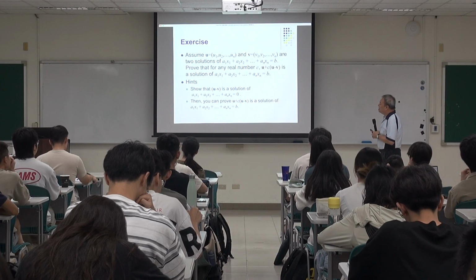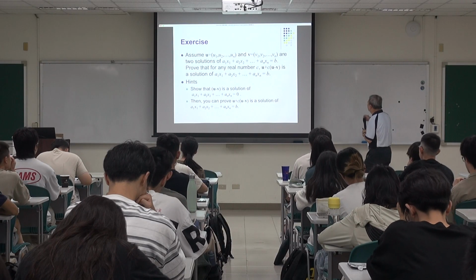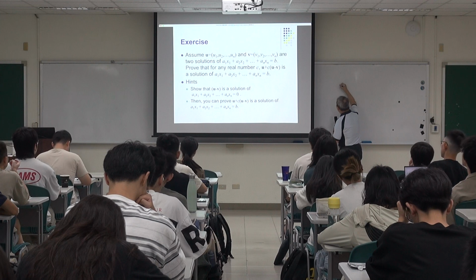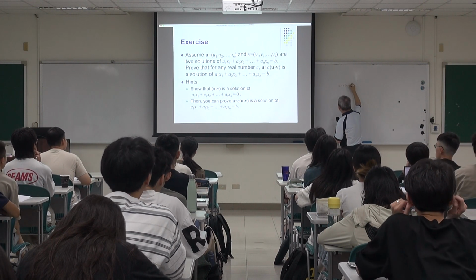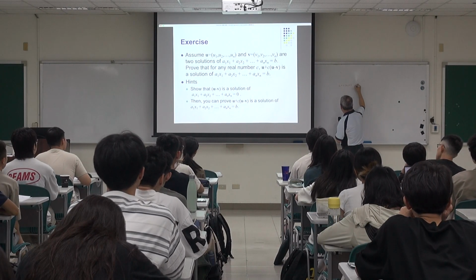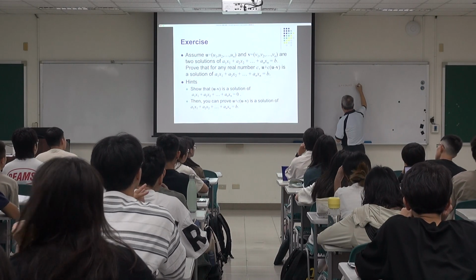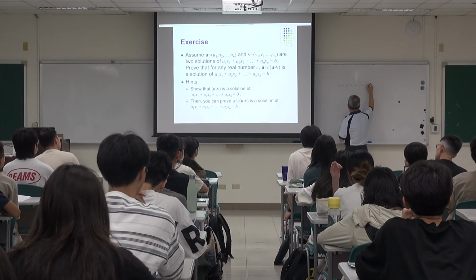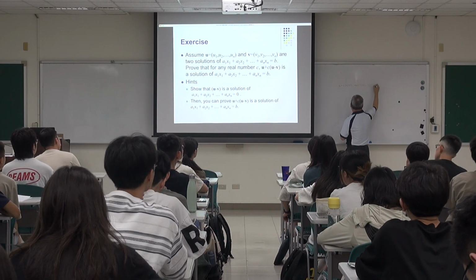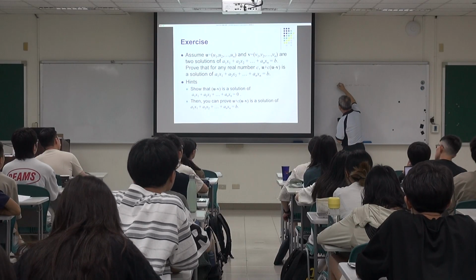Then it's going to be u1 plus c times (u1 minus v1), right? Then u2 plus c times (u2 minus v2). So we have this up to un.